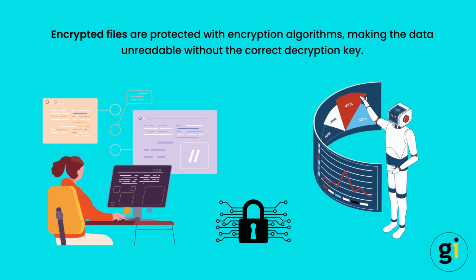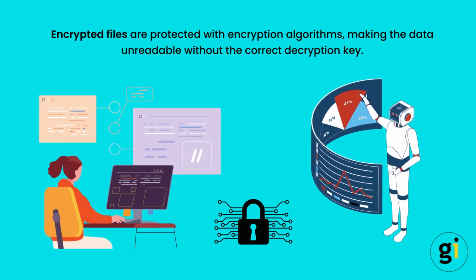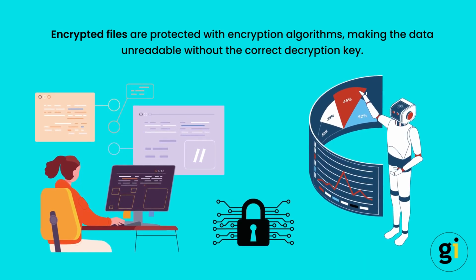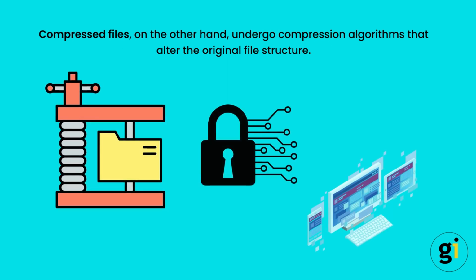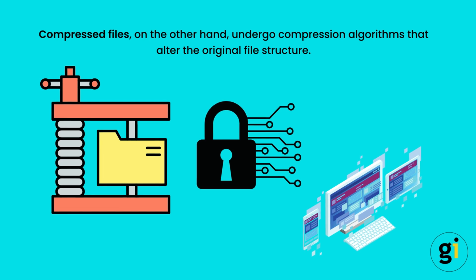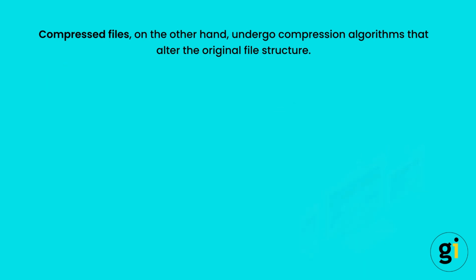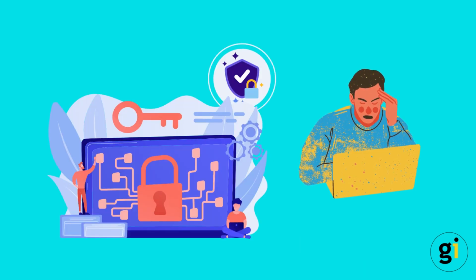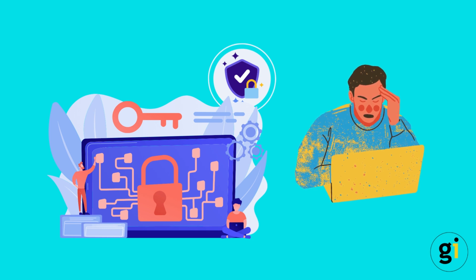Encrypted files are protected with encryption algorithms, making the data unreadable without the correct decryption key. Compressed files, on the other hand, undergo compression algorithms that alter the original file structure. Both scenarios pose challenges when attempting file carving. File carving encrypted files requires obtaining the encryption key or passphrase to decrypt the data before carving. Without the correct key, the recovered data remains encrypted and inaccessible.